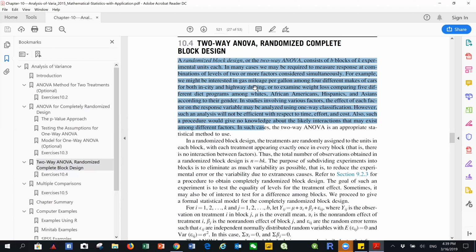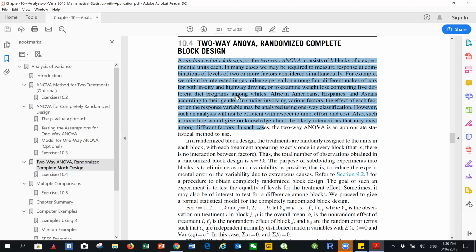For example, you might be interested in gas mileage per gallon among 4 different makes of cars in both city and highway driving. That makes sense because the make of each car is different, so you need to block the car effect, putting the homogeneous type of car in the same block, to facilitate your analysis.